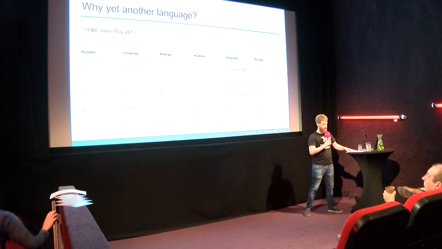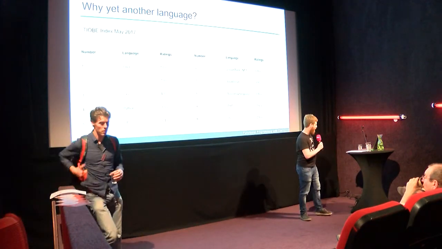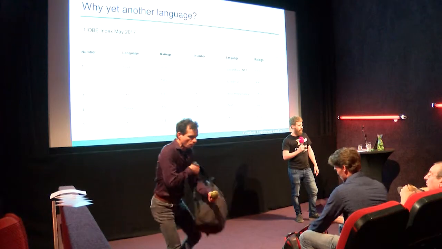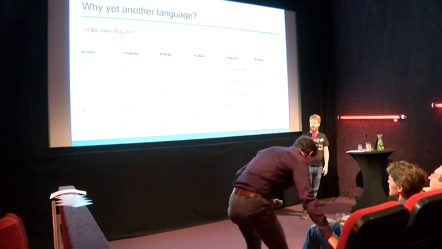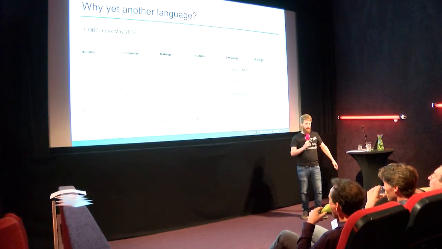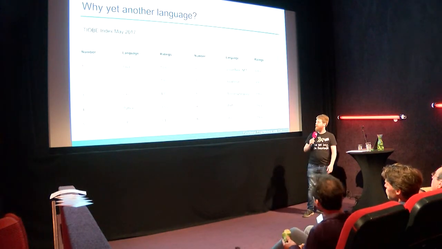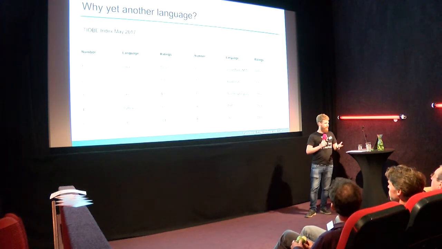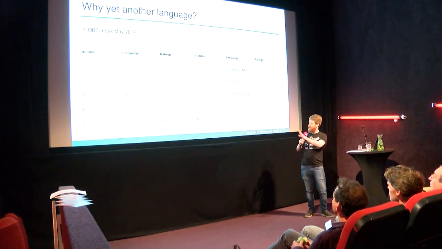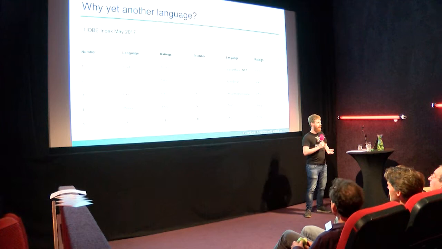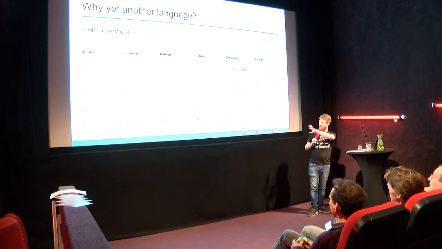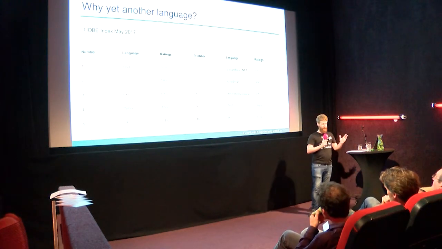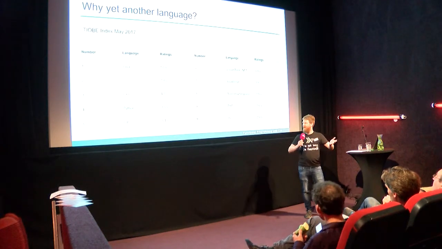So why yet another language? This is the Tiobe Index. The Tiobe Index is an index that measures how much programming languages are used around the world. And these are the first 10 languages that are in there. These results are from May 2017. I don't know if you see the repeating pattern in here, but all 10 are primarily imperative languages. And actually, they publish a list of the top 20, and 18 out of the 20 are imperative languages. I don't know if you can count R as an imperative language, but then it will be 19.